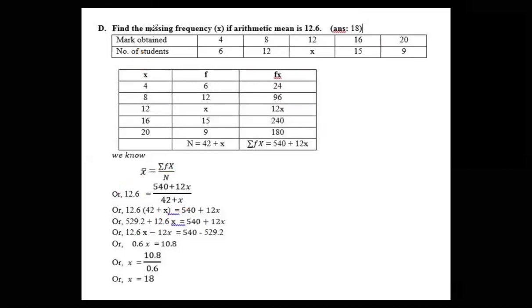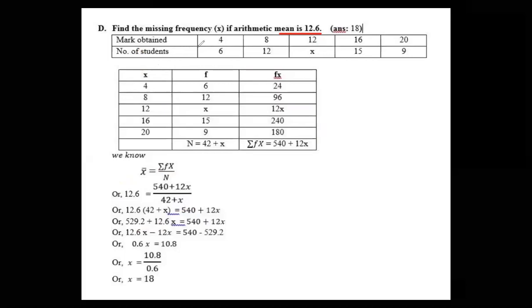So in question number D, find the missing frequency x. If arithmetic mean equals 12.6, that means the mean is given as 12.6, and your answer is 18. That means your x value is 18. Okay, so this 18 we need to prove. So how will you do it? Always go by the same process.